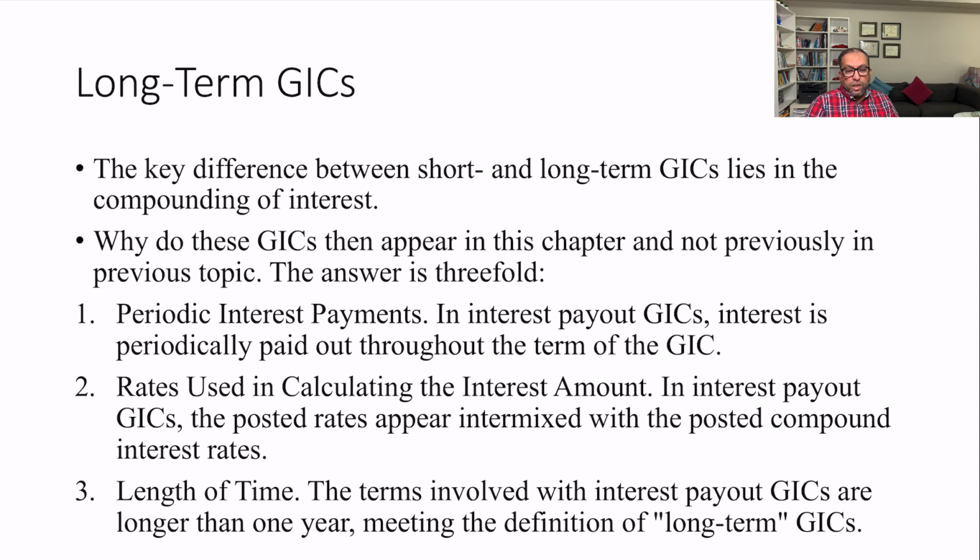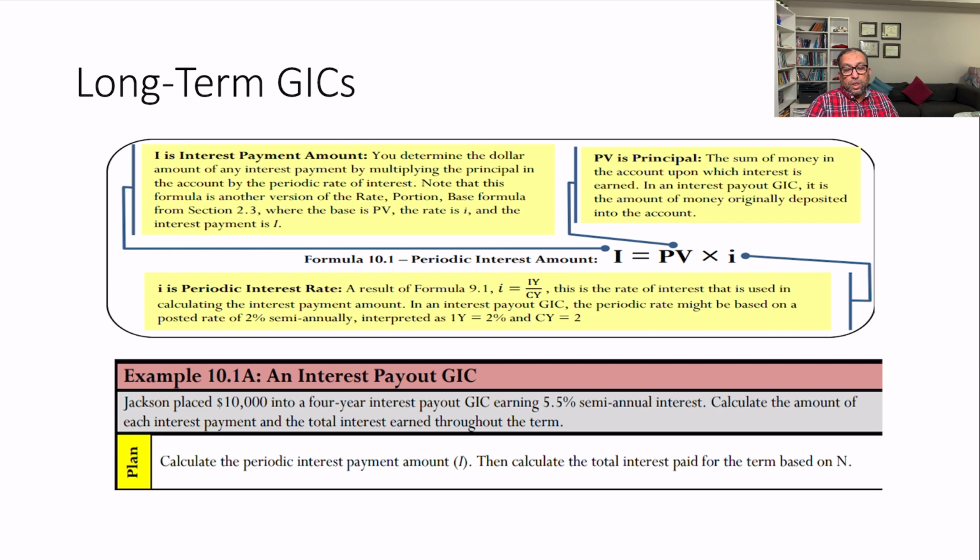Second, the rate used in calculating the interest amount. In interest payout GICs, the posted rates appear intermixed with the posted compound interest rates. Third, length of time. The term involved with the interest payments of GICs is longer than 1 year, meeting the definition of a long-term GIC. The formula here is to find the periodic interest amount, not the interest rate. How do we calculate it? I is equal to whatever we invested, the present value of the investment, times i, small i. That's what we already discussed many times, that i is equal to IY over CY.